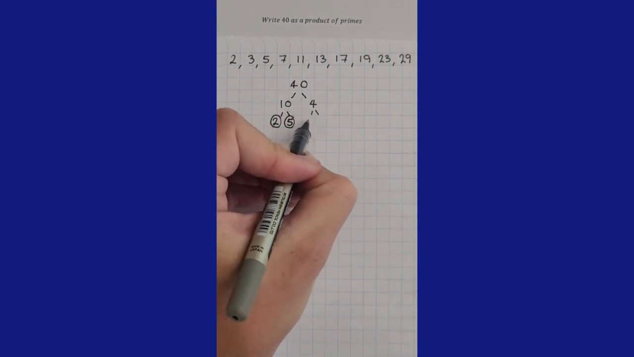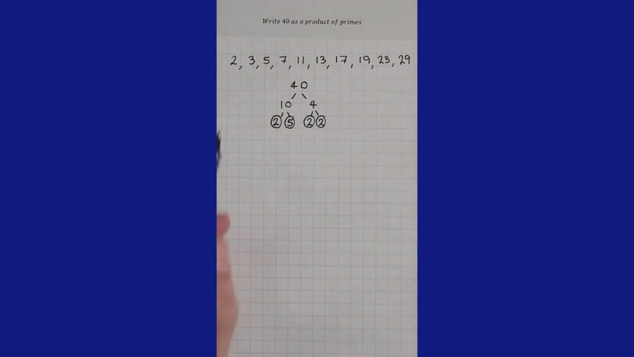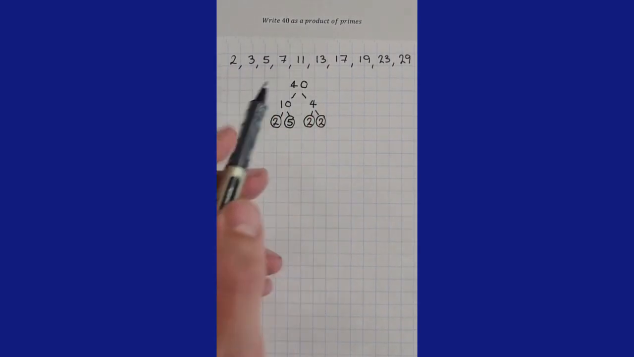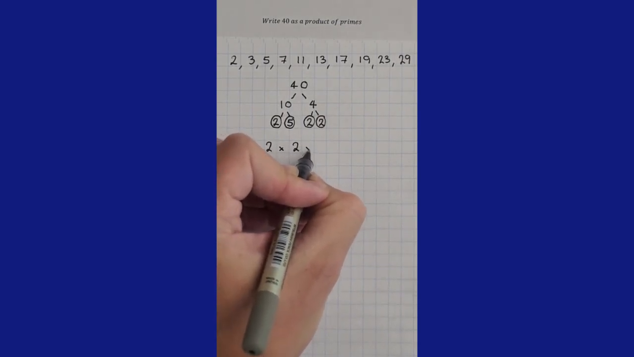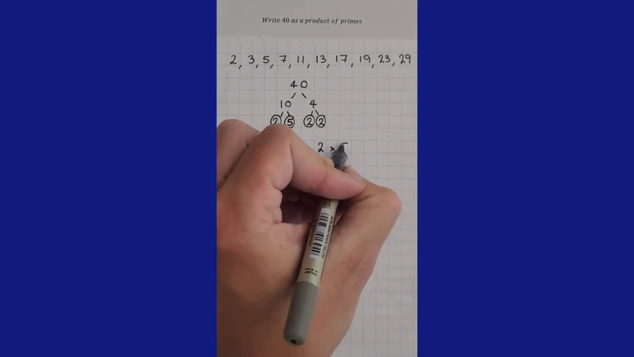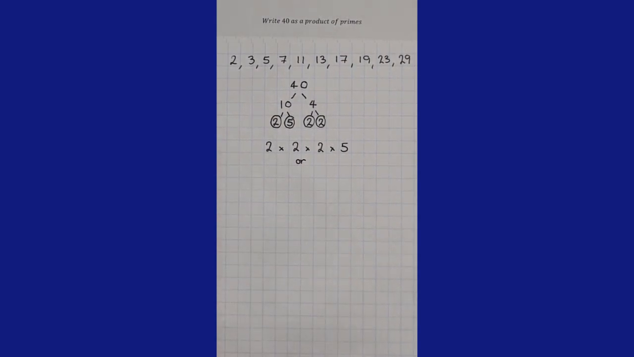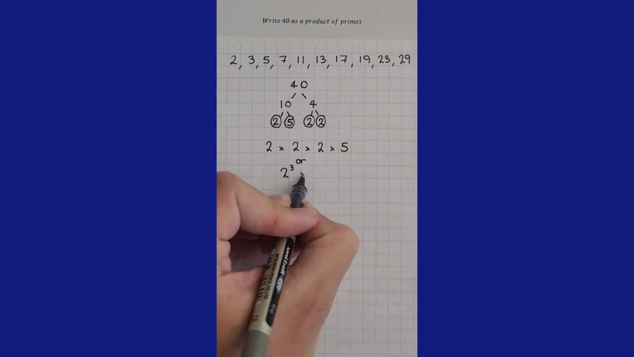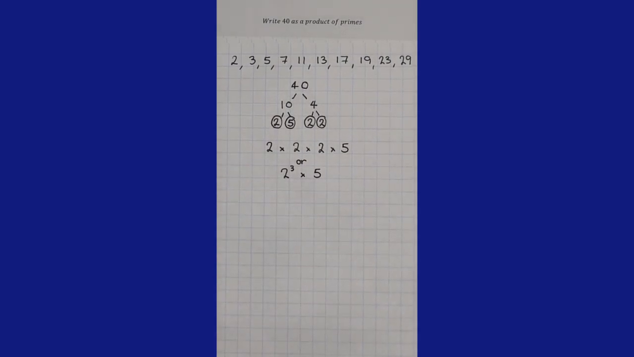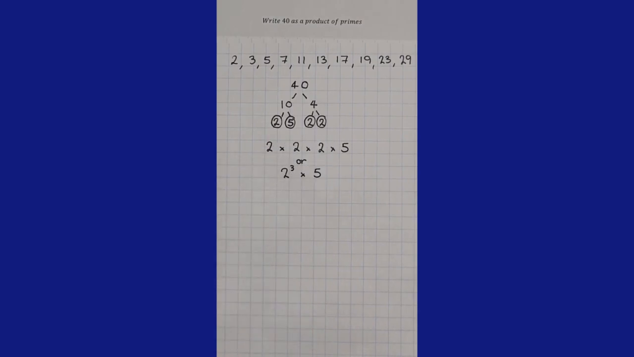And then how do I make 4? What numbers multiply to give me 4? Well, that would be 2 times 2. And again, we know they're on our prime list. Now I need to write it as a product of primes, and product means that I multiply. So all I need to do is write out those prime numbers with multiplication next to them. The other way, you may also see it as index form or indices, because I've got 2, 2, and 2, which I can write as 2 cubed times 5. Both of those forms are acceptable, and that is how we'd answer that question. We have expressed 40 as a product of prime numbers.